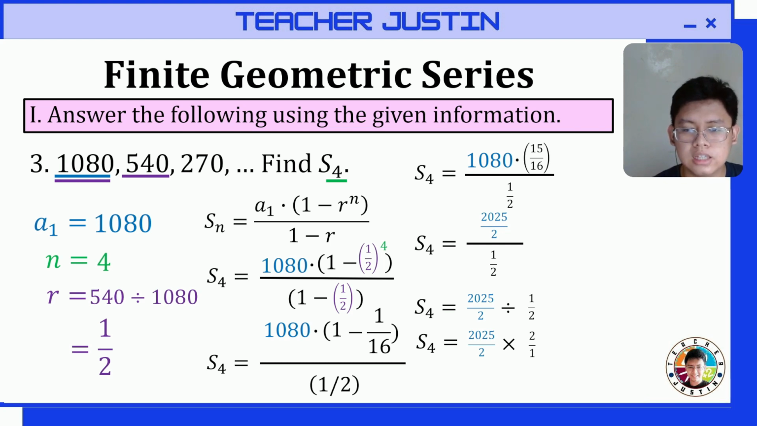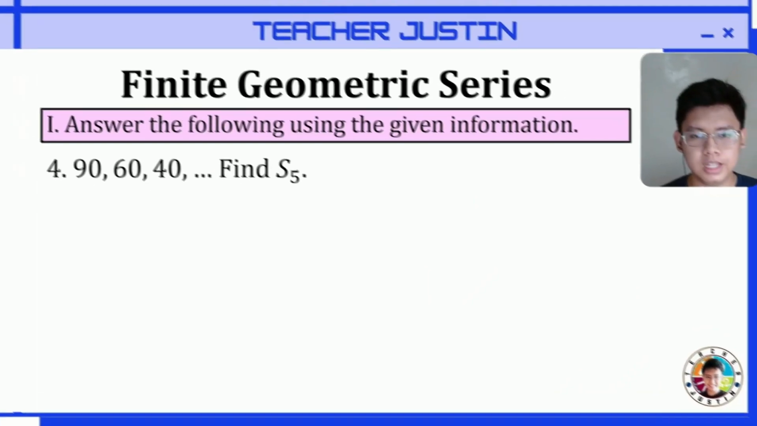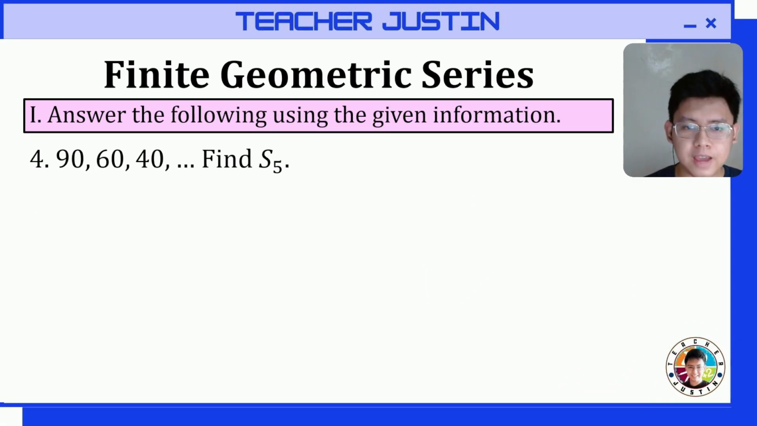So, we can just cancel the 2, and then we will end up with the sum of the first four terms, which is equal to 2025. And that's it. Ta-da! Alright. Let's find the sum of the first 5 terms of our geometric sequence. So we have 90, 60, 40, and so on and so forth.